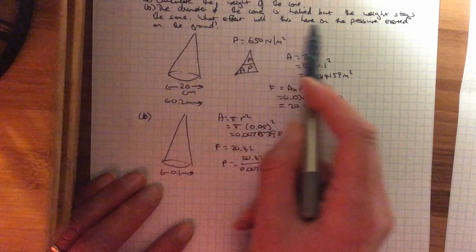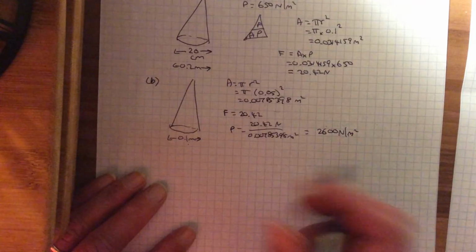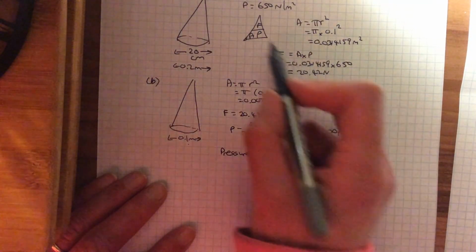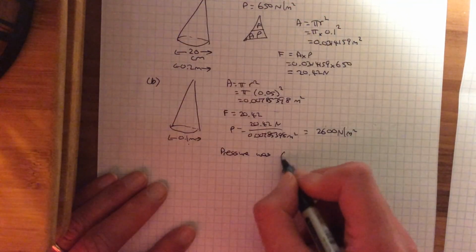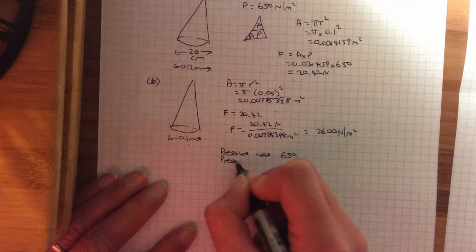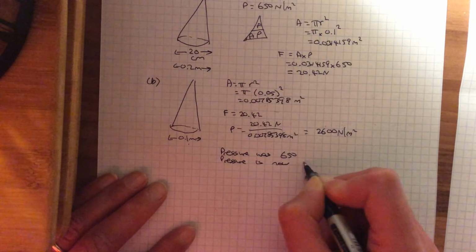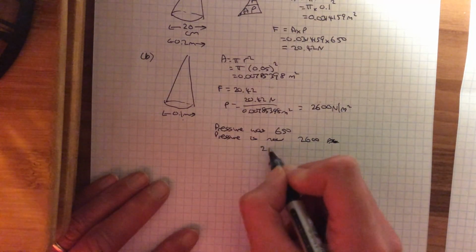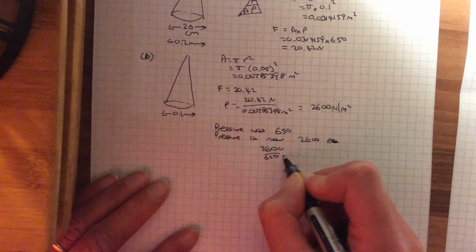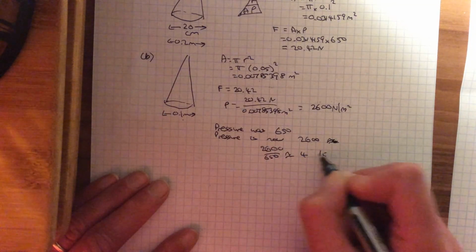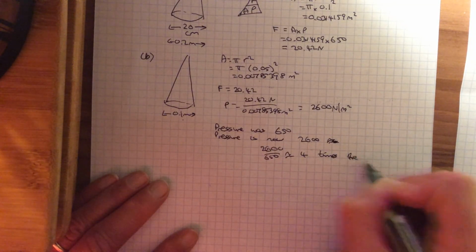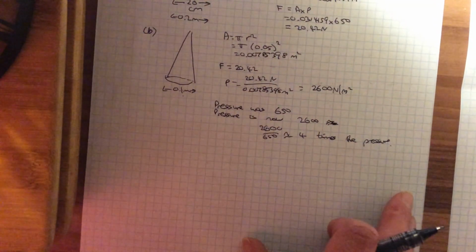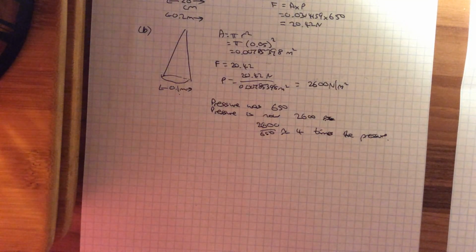The question said, what effect does this have on the pressure? So let's look at this. The pressure was, from the beginning, 650. And the pressure is now 2600, which is basically, let's see how many times bigger it's got. So 2600 divided by 650 gives me roughly 4 times the pressure. Now again, that's a very difficult question as pressure is new onto the course. So I would look carefully at these questions.